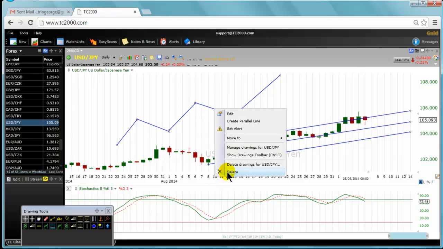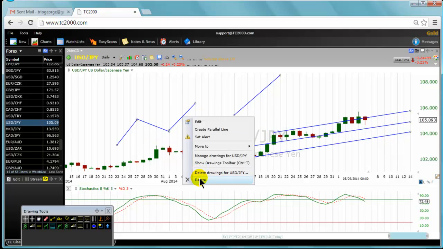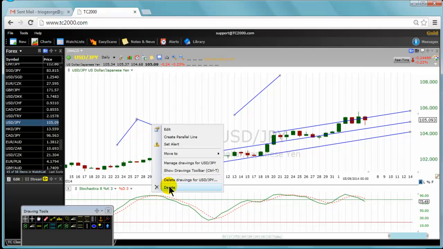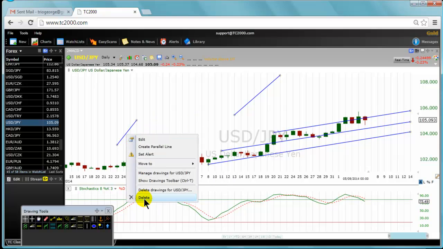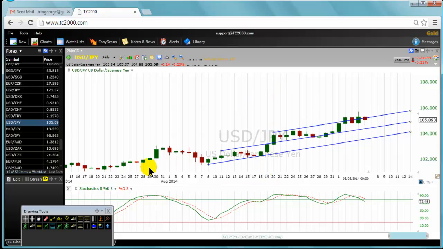So we have the rising channel as one market pattern. We have also what we call a declining channel, and also the horizontal channel. These are the things you need to pay attention to when you are trading Forex.